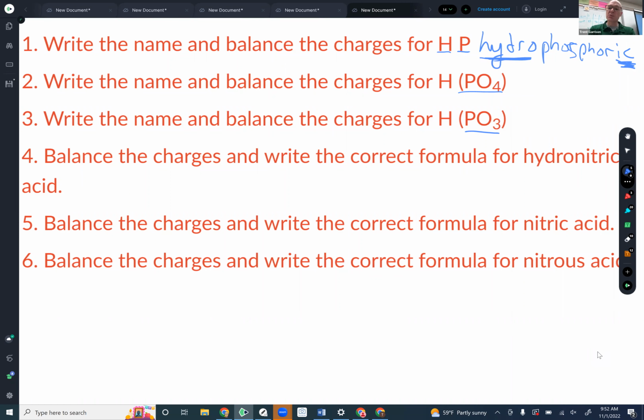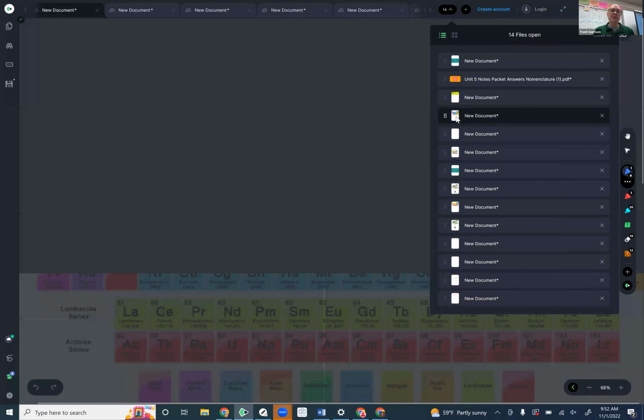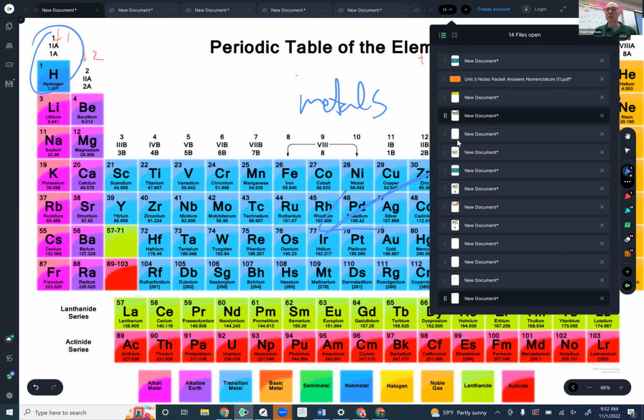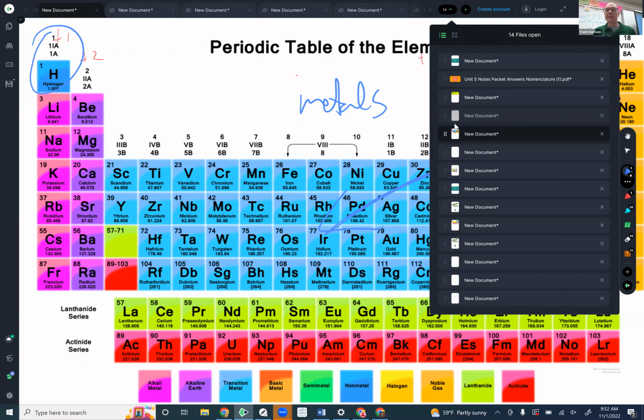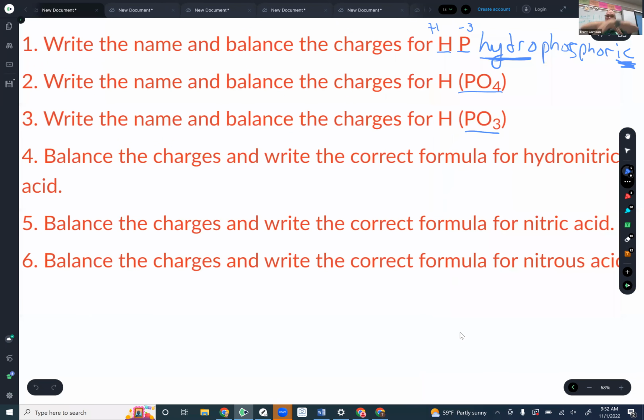Now, balancing this, we must know the charges. I must look on a periodic table to figure out what the charges are. So I will pull up a periodic table so that we can see where these charges are coming from. Hydrogen is in the first column, so it has a charge of +1. Phosphorus is way over here on the far right side, and it's got a charge of -3. So now that I have those 2 charges available to us, we are going to crisscross them down, and it balances out with an H3P.